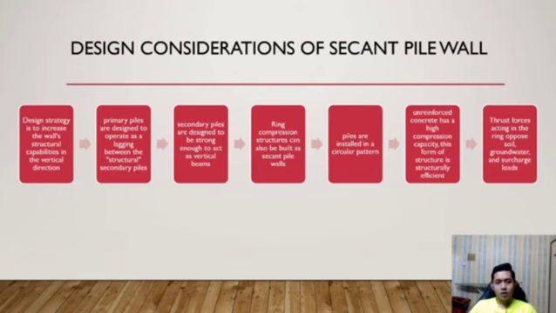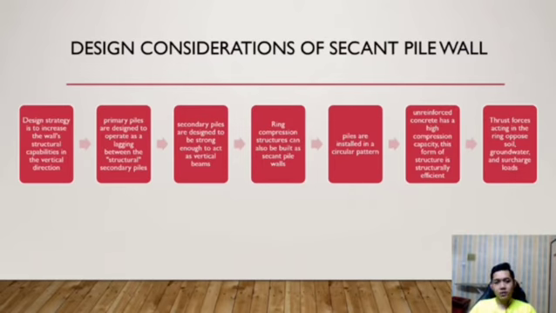And this is the sequence of design considerations of the secant pile wall. The first one is that the design strategy is to increase the wall's structural capabilities in the vertical direction. Primary piles are designed to operate as a leg in between structural secondary piles. Secondary piles are designed to be strong enough to act as vertical beams.